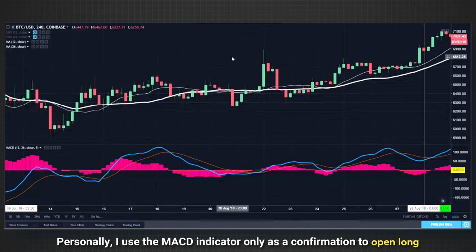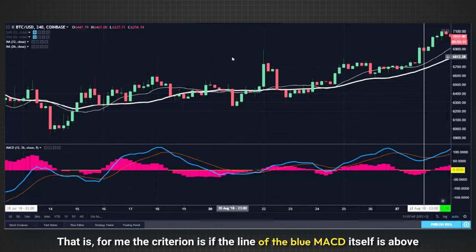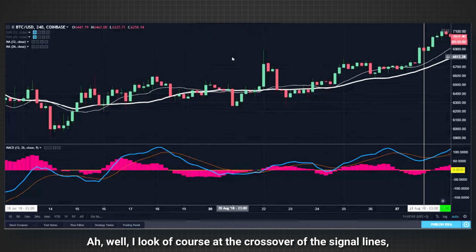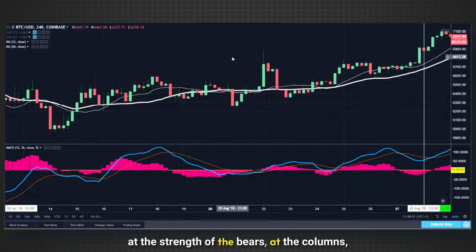Personally, I use the MACD indicator only as a confirmation to open long or short positions. That is, for me, the criterion is if the blue MACD line itself is above the equator to open long positions. Well, I look, of course, at the crossover of the signal lines, at the strength of the bears, at the columns, or rather, at the strength of the bulls and the columns. But for me, it mostly serves as a justification of a rising trend. And I also use it in conjunction with graphical figures, lines, channels, using levels.